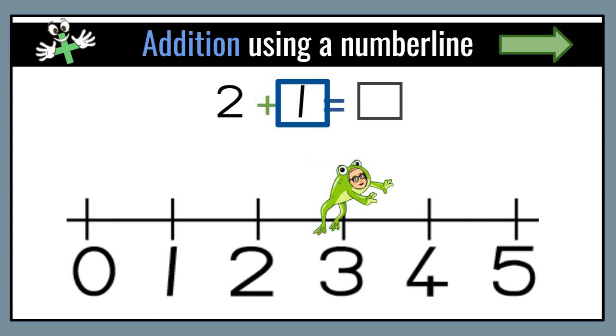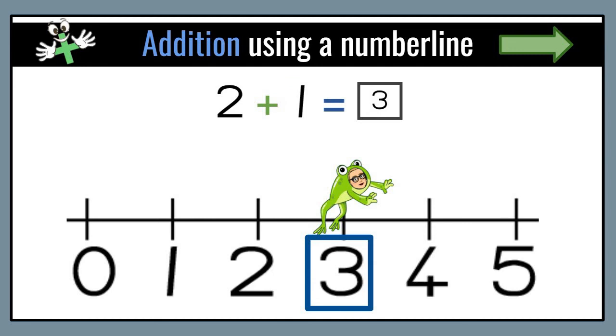Well done. We've jumped one time. We've counted forward on our number line. Where did we land? Yes, number 3. Well done. Let's write our answer. That means that 2 plus 1 equals 3.